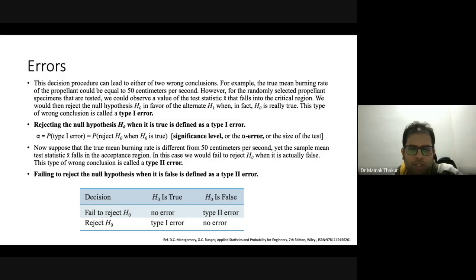You will see that alpha is 0.05. That is type 1 error. There is another type of error, which is type 2 error: failing to reject the null hypothesis when it is false. Let's say the true mean burning rate is actually different from 50, but your sample mean falls in the acceptance region. Let's say your sample mean came 48.9, so you will accept the null hypothesis, but actually you should reject because the population mean is not 50. In this case also you are making an error, that is called type 2 error.